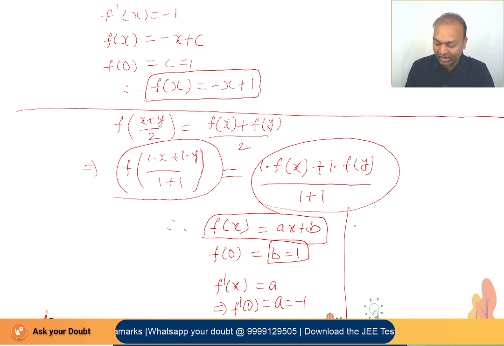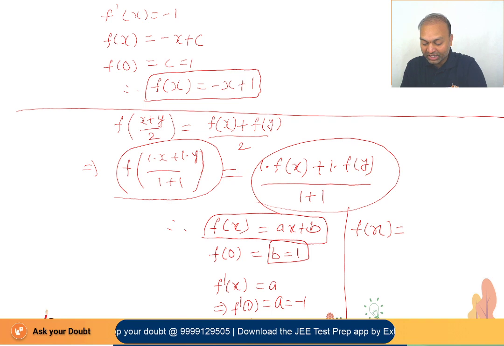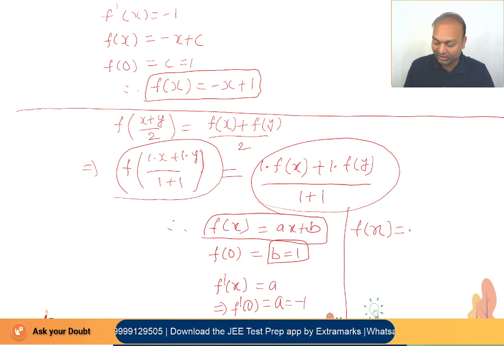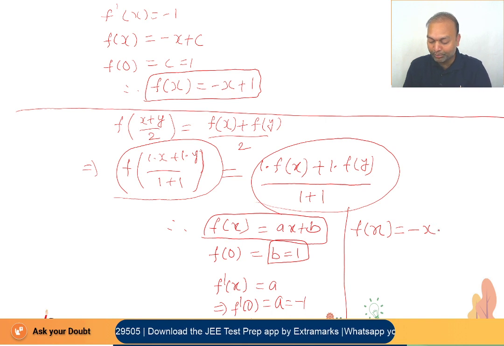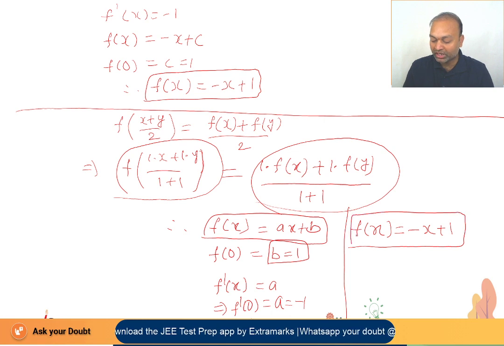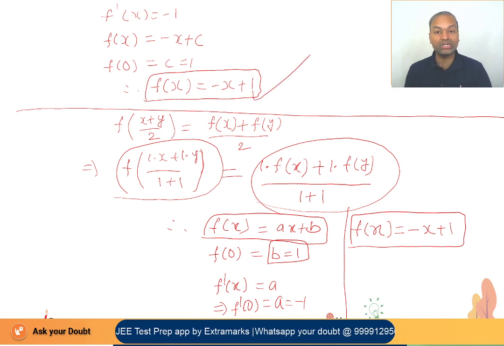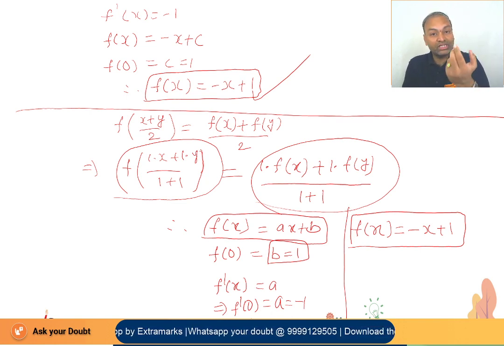Implies f of x is equal to ax plus b. The a value is minus 1, so minus 1 into x, minus x, plus b. The b value we got is 1. See here, in this method we got f of x is equal to minus x plus 1. In the first case also we got minus x plus 1. So the second method is very easy. Correct or not? I am explaining this question using the third method also.